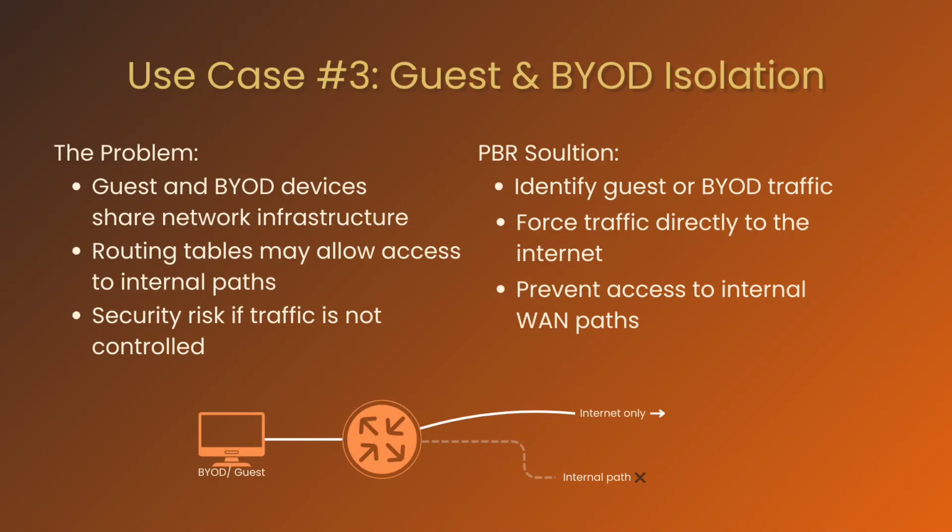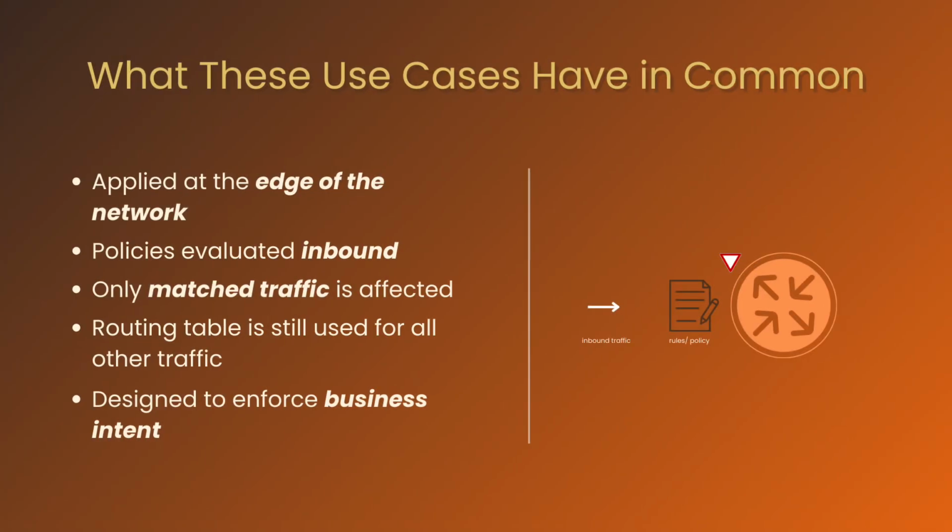Guest and bring your own device networks often share the same infrastructure as internal networks. By default, routing tables may allow this traffic to traverse internal paths if routes exist. Policy-based routing allows us to identify guest traffic and force it directly to the internet, ensuring it never touches internal WAN or corporate resources. All of these use cases have a common theme.